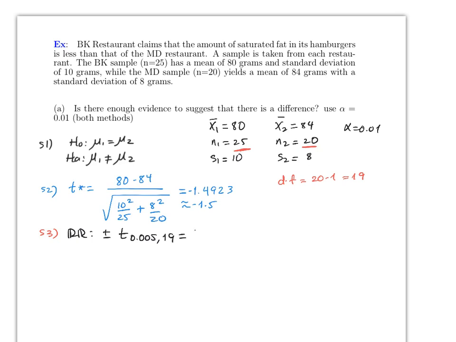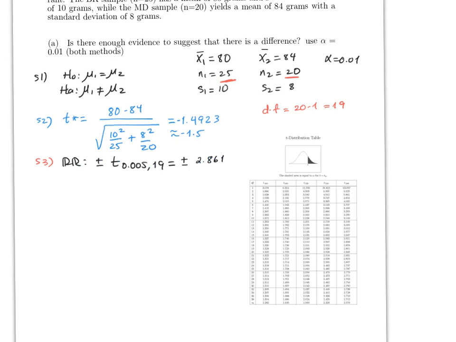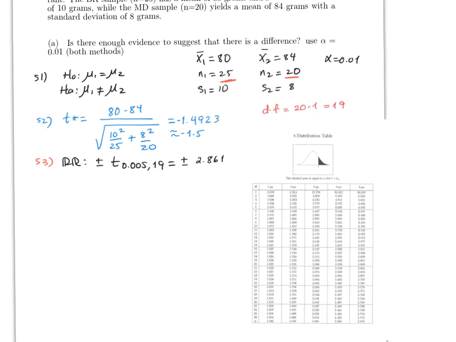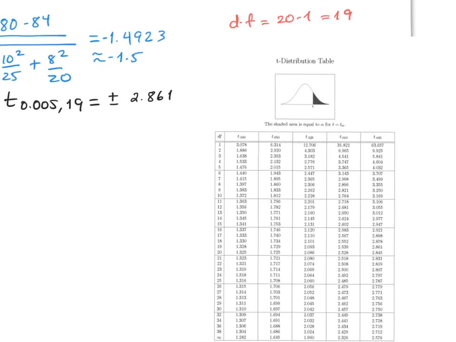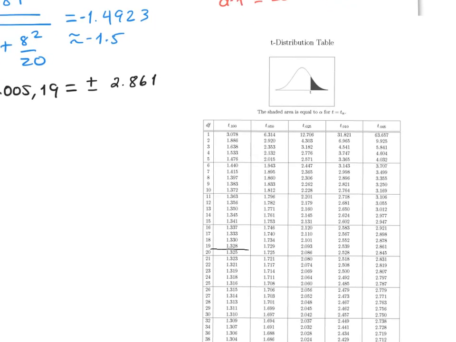And you look to the table and you should check this by yourself. This is plus or minus 2.861. The exact same table we just did right now. So here you can check it. You have 19 degrees of freedom, which is this, and 0.005 is this value right here, 2.861.